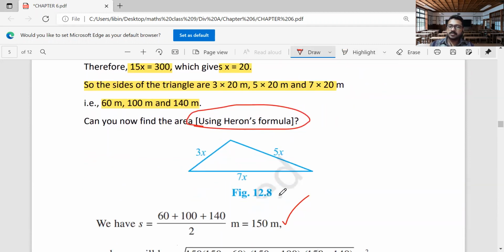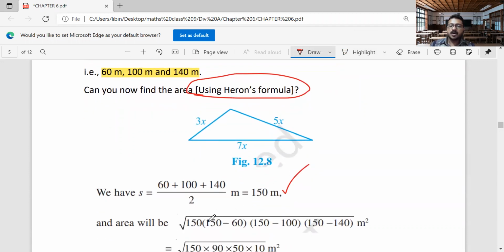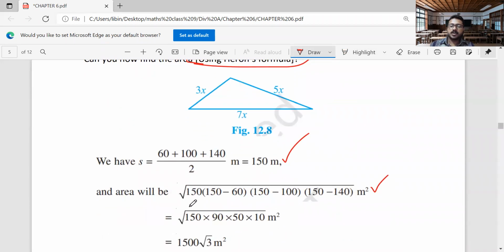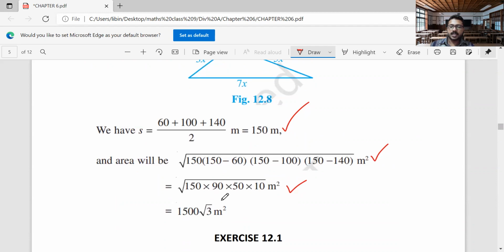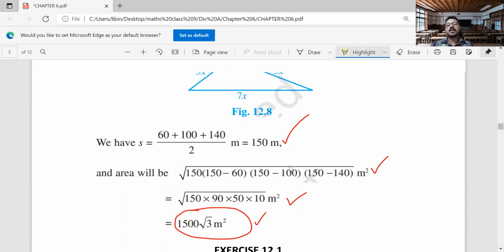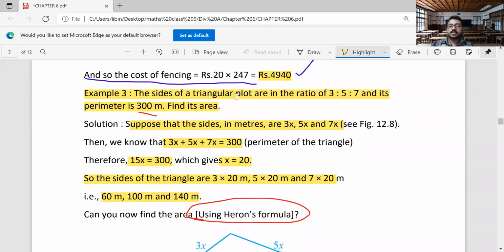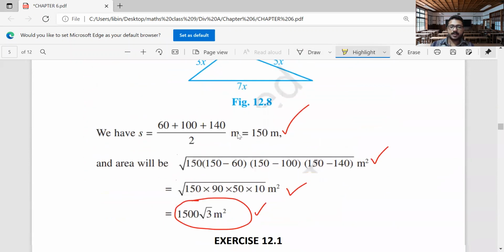Now, what is s minus a, s minus b, and s minus c? Just substituting all those values here. Therefore we will get square root of 150 into 90 into 50 into 10 meter square. That is 1500 into root 3 meter square. So that is the area of this triangular plot. I think this question is clear to you. If you have any doubt, you can ask me.